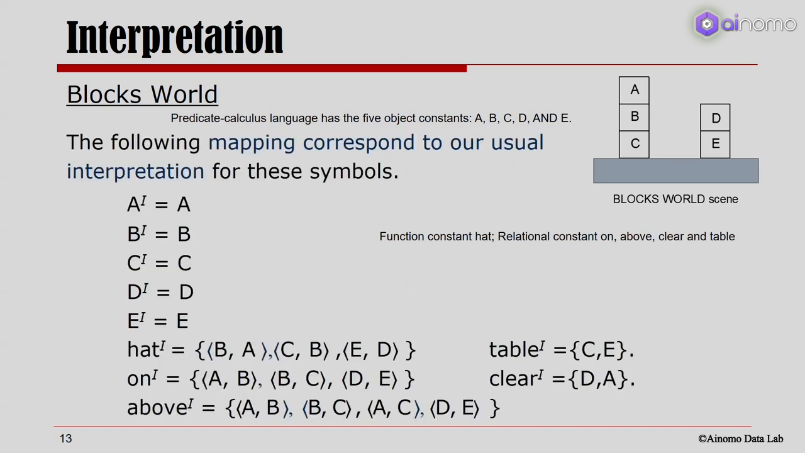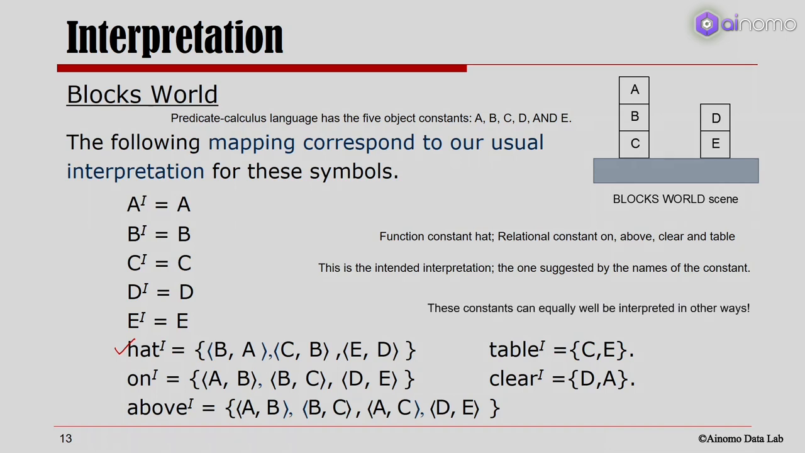The following mapping corresponds to our usual interpretation for this symbol. So, here under interpretation I, the block A is mapped to the constant symbol A, then we have B mapped to B, and so on and so forth, and the function constant under the interpretation has the following tuples, similarly for the other relation constants. This is the intended interpretation, the one suggested by the names of the constants. One needs to realize that these constants can equally well be interpreted in other ways, and we would have a different interpretation of the blocks world problem.